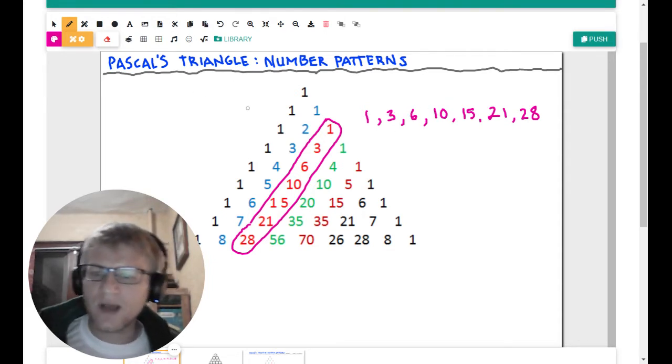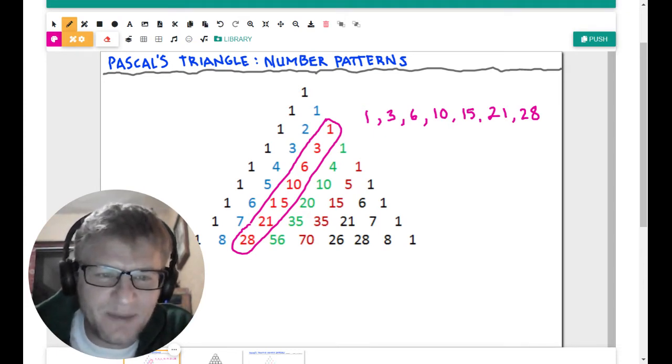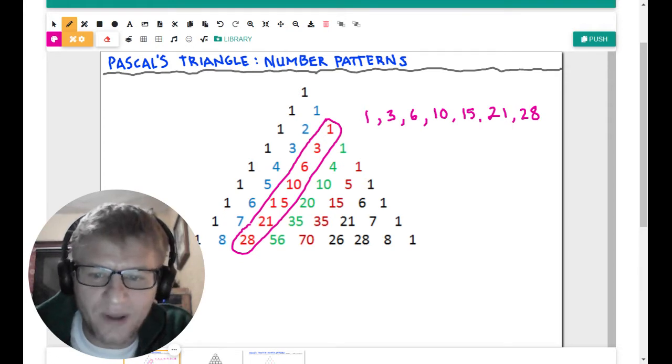What's the pattern? I'd like you guys to pause. If all my teachers could pause and see if anybody understands or can figure out what that is. So pause now and see if students can figure this out. Okay. I hope you're back. I hope you figured it out.